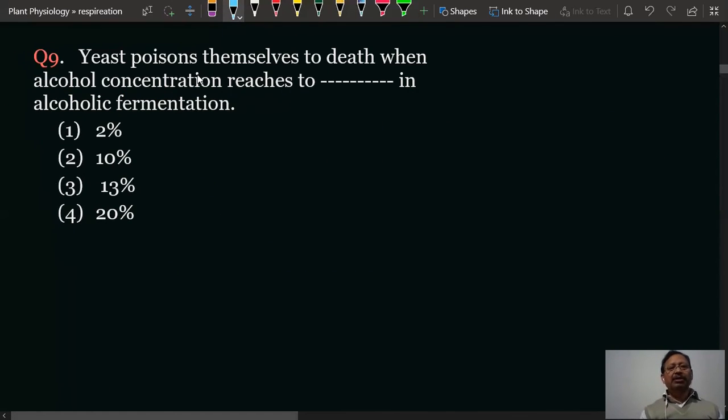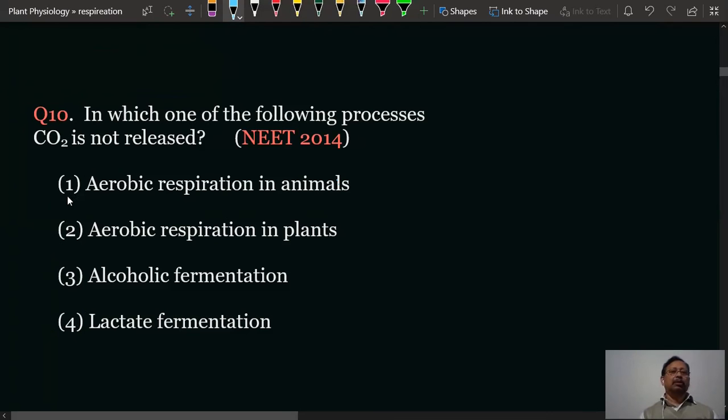Question 9. Yeast poison themselves to death when the alcohol concentration reaches dash in alcoholic fermentation. The correct option is number 3, that is 13%. When the alcohol concentration is nearly 13% in the medium, it becomes poisonous for the yeast.